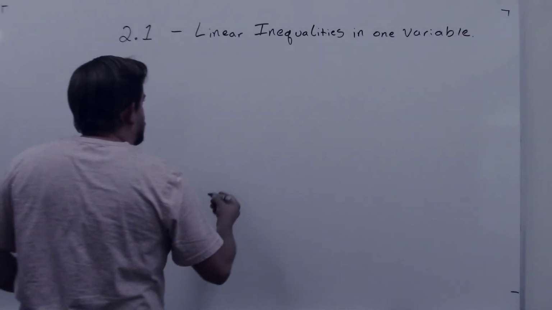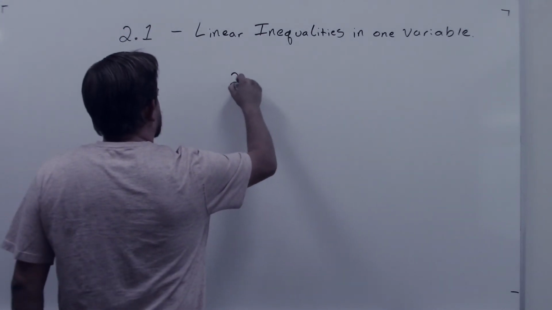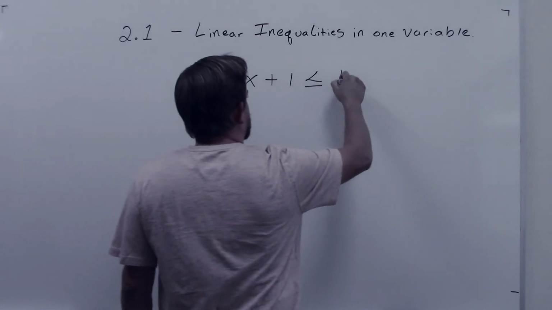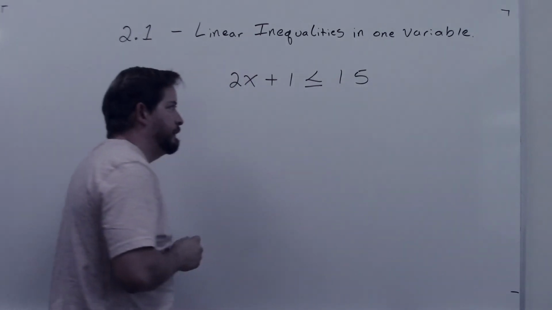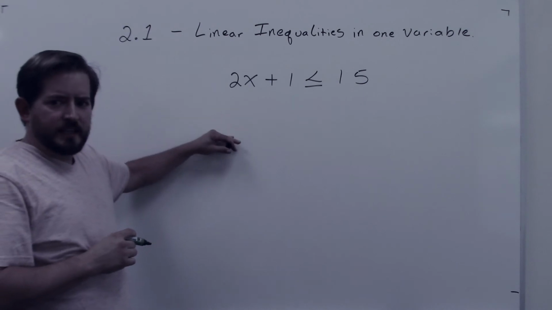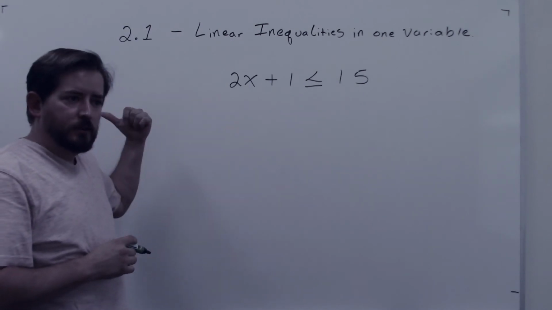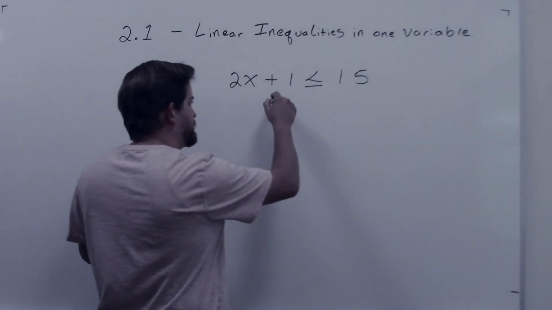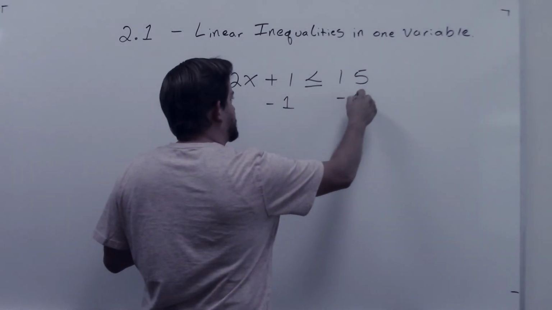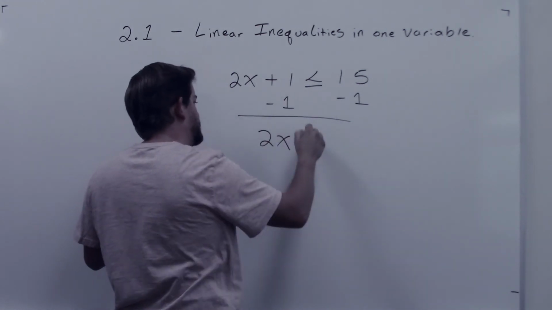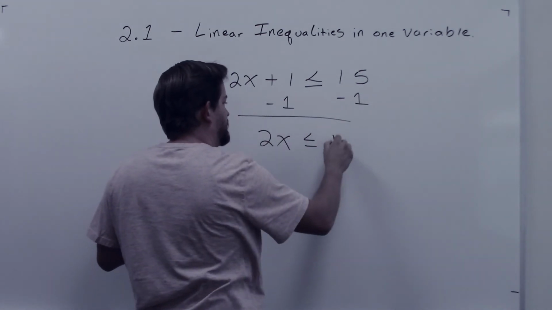All right, let's say 2x plus 1 is less than or equal to 15, right? So I'm going to solve this kind of the same way that I've been solving all of my equalities, right? I can still use my addition principle. The addition principle is free. I don't have to worry about signs, things like that. So this gives me 2x is less than or equal to 14.